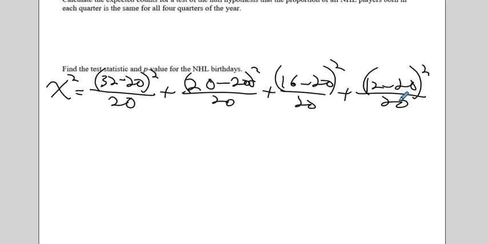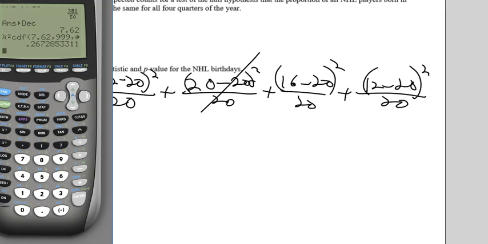One of those fractions goes away. Which one? 20 minus 20 is 0. Squared is 0. Divided by 20 is 0. So we actually only have to do 3 of these. So we take our handy-dandy calculator. We hit alpha y equals. Enter. And we only have a few to do.